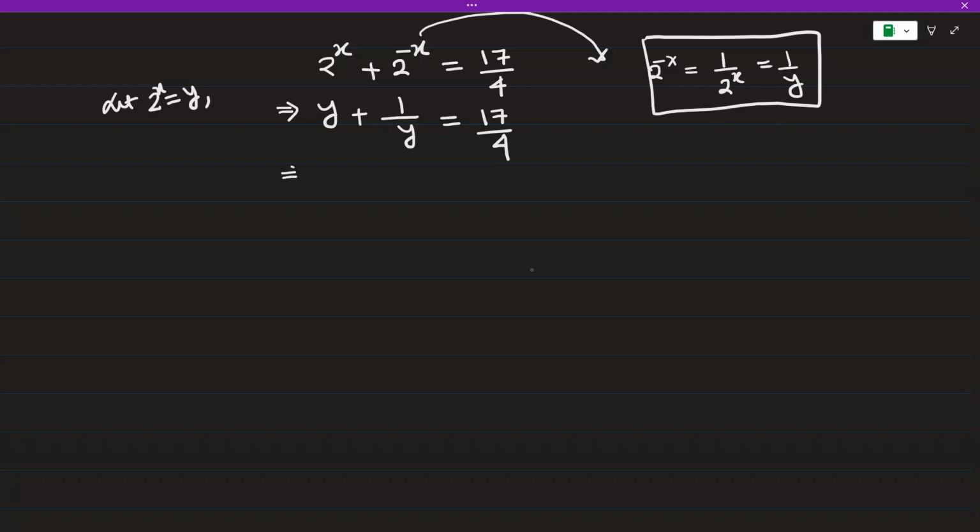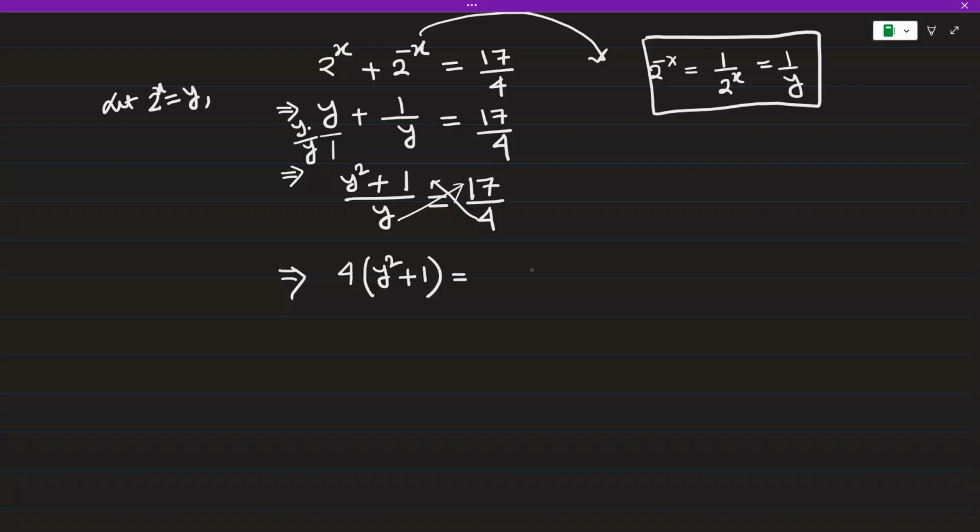So if we take the LCM, which is y, we multiply y to the numerator and denominator. So we got (y² + 1)/y = 17/4. Now we cross multiply. So y times 17, which is 17y, and 4 times (y² + 1).